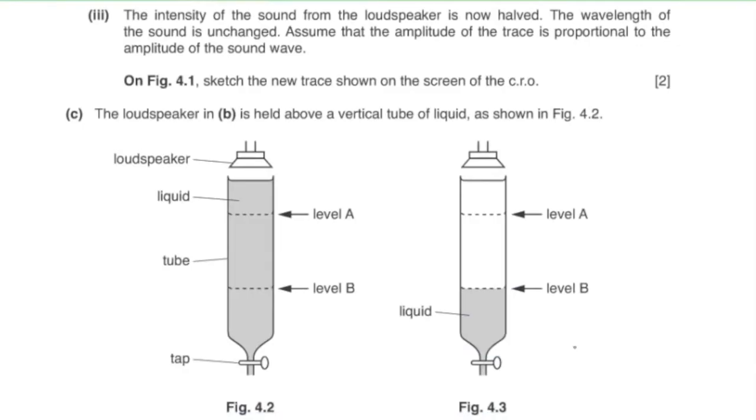Part 3, the intensity of the sound from the loudspeaker is now halved. The wavelength of the sound is unchanged. Assume that the amplitude of the trace is proportional to the amplitude of the sound wave. On figure 4.1, sketch the new trace shown on the screen of the CRO.